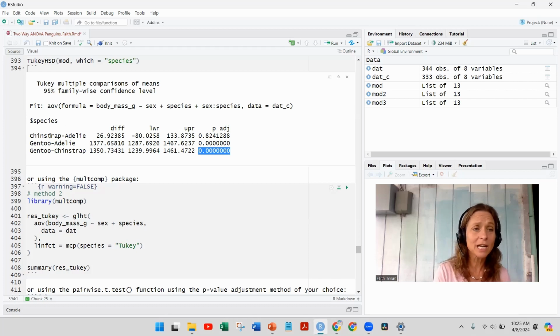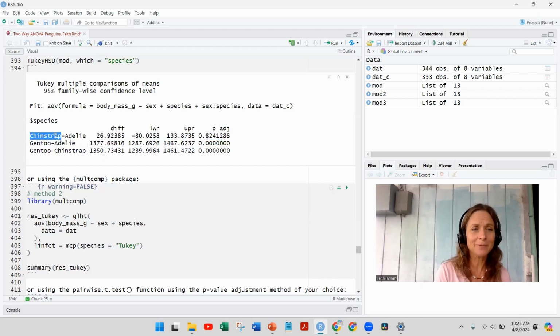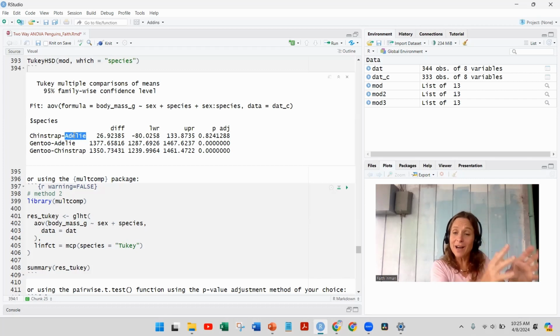In other words, we can say, look, Gen 2 is bigger than Adelie, right? These are all positive differences. Gen 2 is bigger than Adelie. Gen 2 is bigger than chin strap, but chin strap and Adelie are not different from each other. Okay, great. We've got it. Now we have our comparisons.